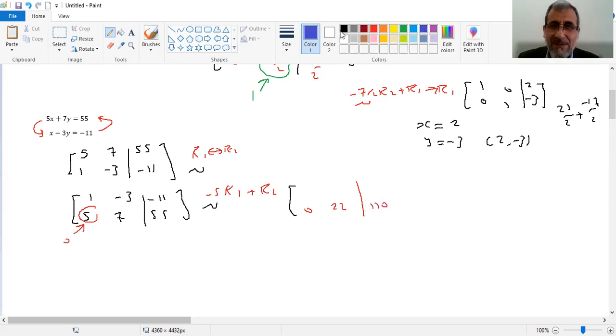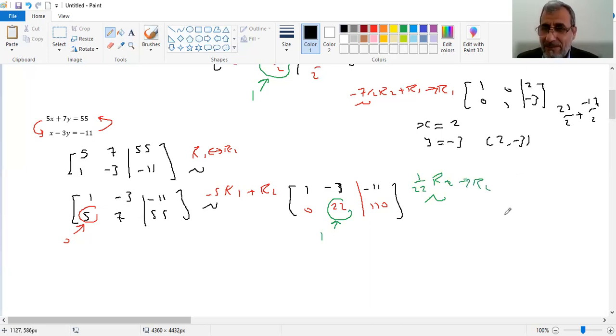What about the first row? Rewrite it: 1, negative 3, negative 11. So now we have 1, 0 in the first column. Then what do we need? We need 1 here, so divide R2 by 22. Then I have 0, 1, and 110 divided by 22, which is 5. So this one is equal to 5.